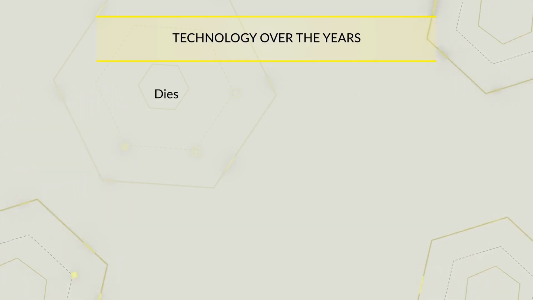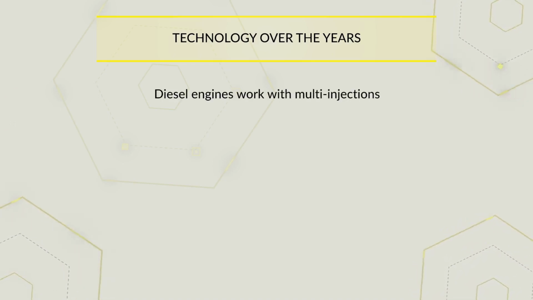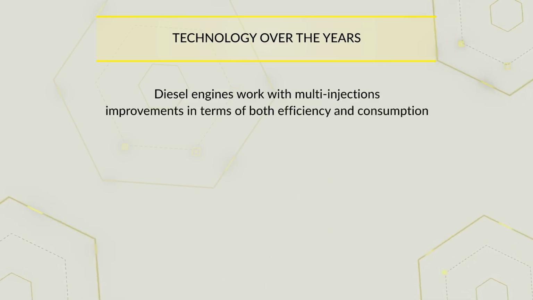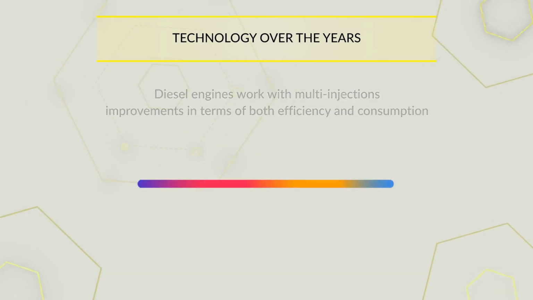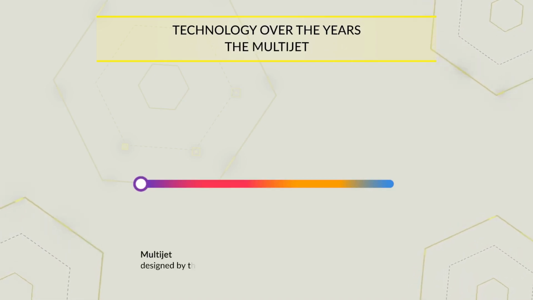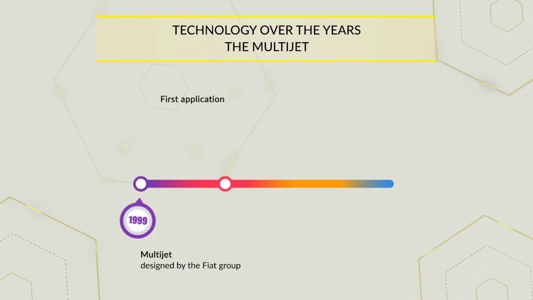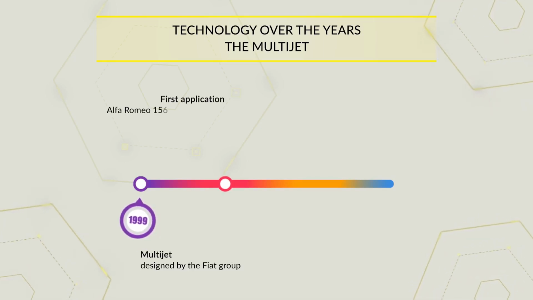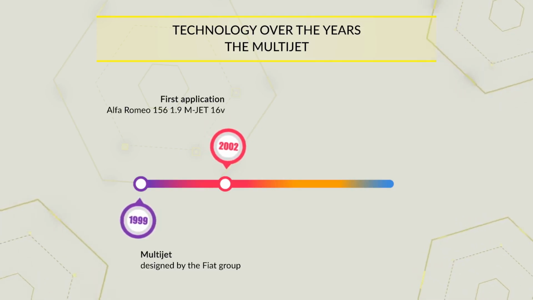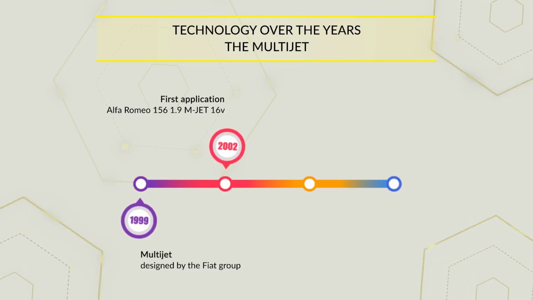Nowadays, diesel engines work with multi-injections, and this has led to major improvements in terms of both efficiency and consumption. One of the most famous fuel systems is the multi-jet, a fuel system designed by the Fiat Group in 1999. The first application was made on the Alfa Romeo 156 1.9 M-Jet 16V in 2002. This system, too, has undergone several evolutions over time.